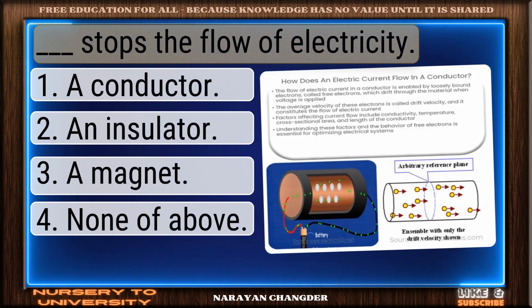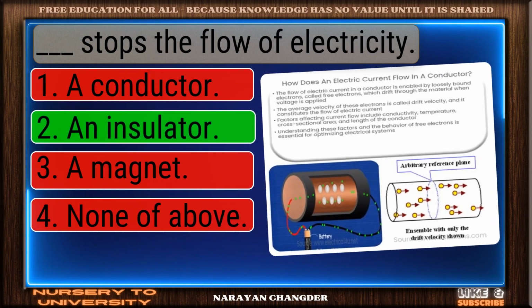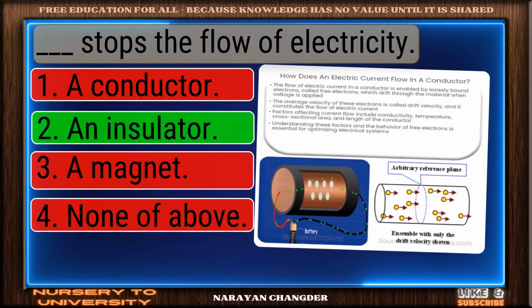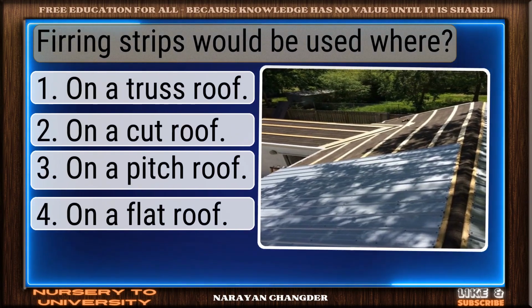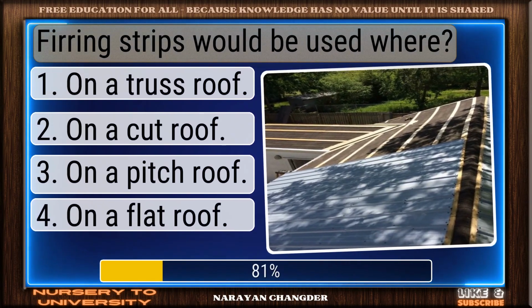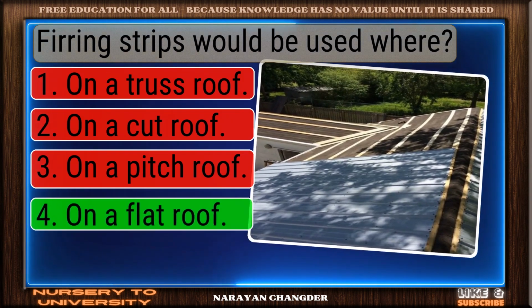Dash stops the flow of electricity. Solid response. An insulator is a valid choice. Furring strips would be used where? Right choice. On a flat roof is the best answer.